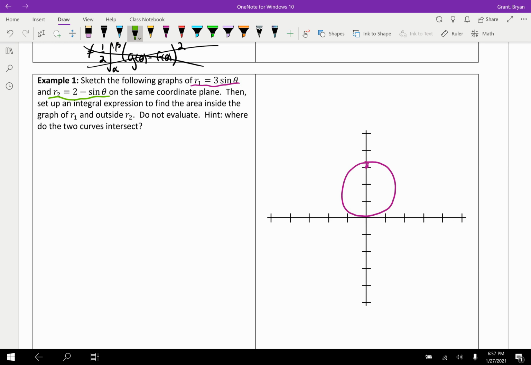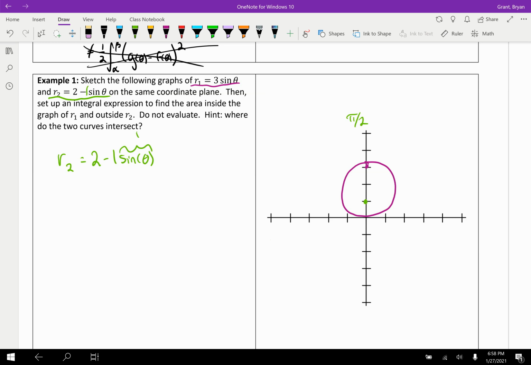The second function is a little trickier. 2 minus sine of theta. It's one that I probably wouldn't expect you to know how to do. However, you might notice the difference in coefficients here, and you might start to examine this graph, and say, well, the biggest sine can ever be is 1. 2 minus 1 is positive 1, and that occurs when theta is pi over 2. So my guess is at pi over 2, that's the smallest the radius ever gets, a radius of 1.